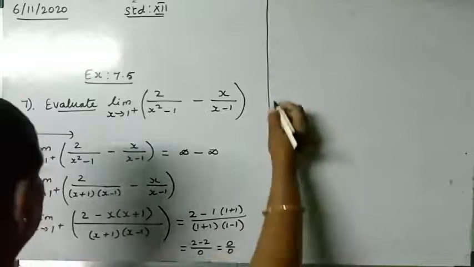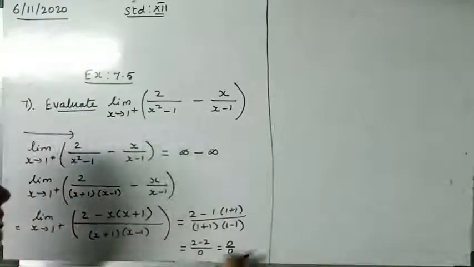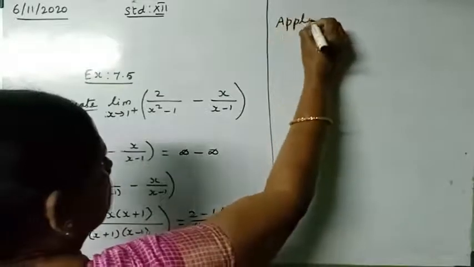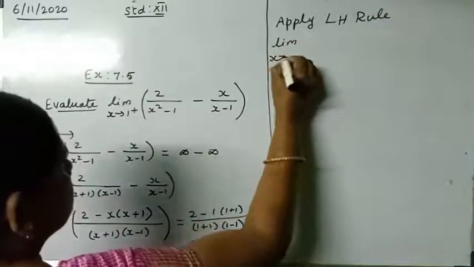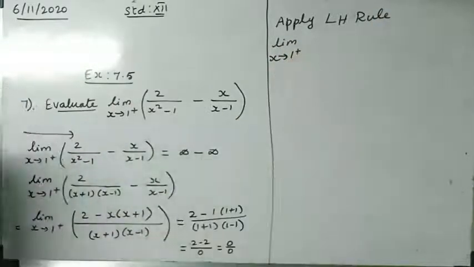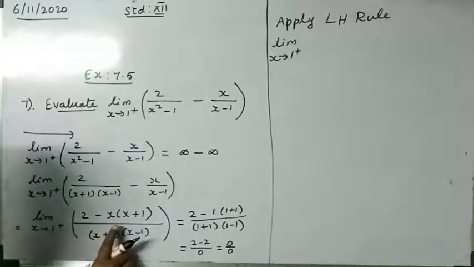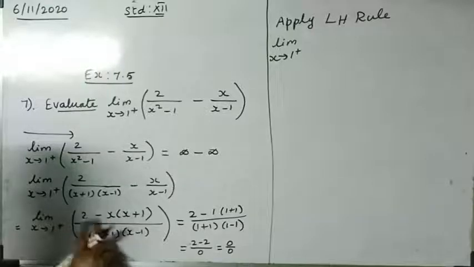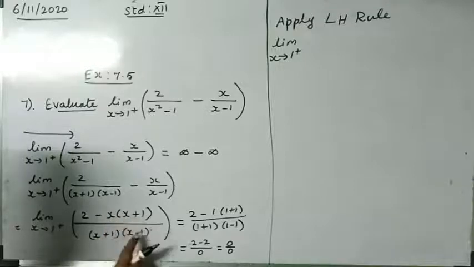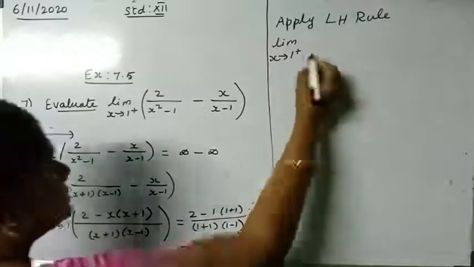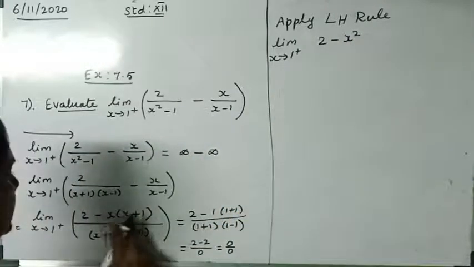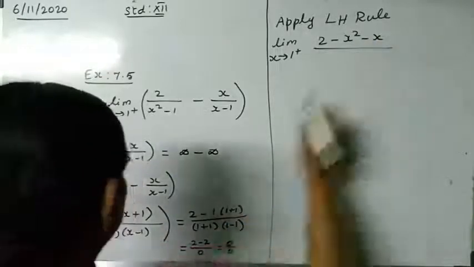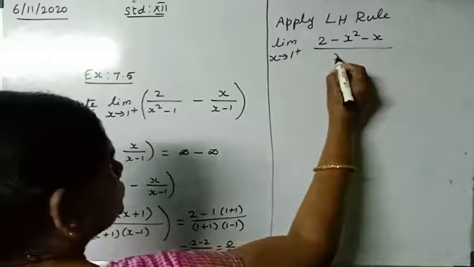See, once again 0 by 0 form has come, so we apply the L'Hopital rule. Limit x tends to 1 plus. Now this is the last factor we have defined, so differentiate this very easily. It is 2 minus x square minus x. Let me write it like this: 2 minus x square minus x into 1 is minus x, divide by x square minus 1.